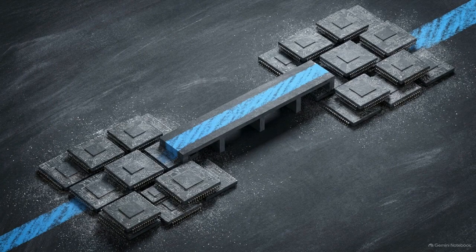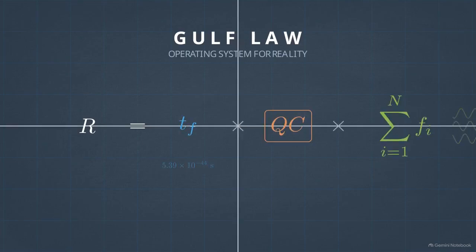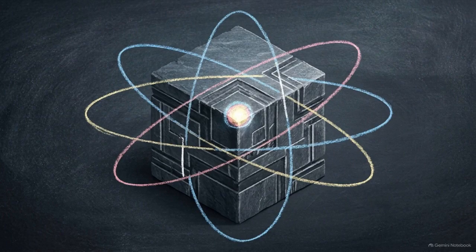To operationalize this for algorithmic trading, the specification utilizes a mathematical engine called the Gulf law. This animated equation illustrates the Gulf law. R equals TF times QC times the sum of Fi. This formula takes quantum-level physics and translates it directly into a deployable engineering protocol for financial infrastructure.